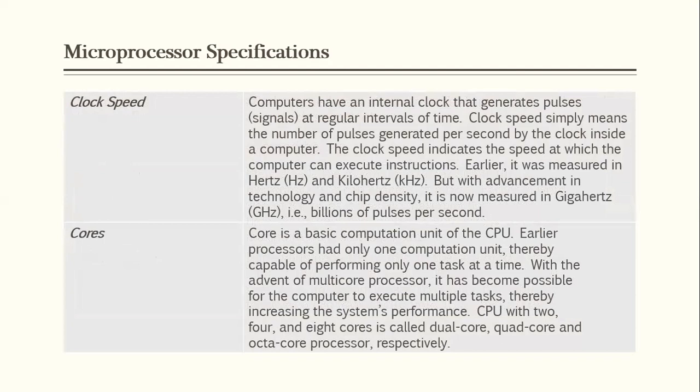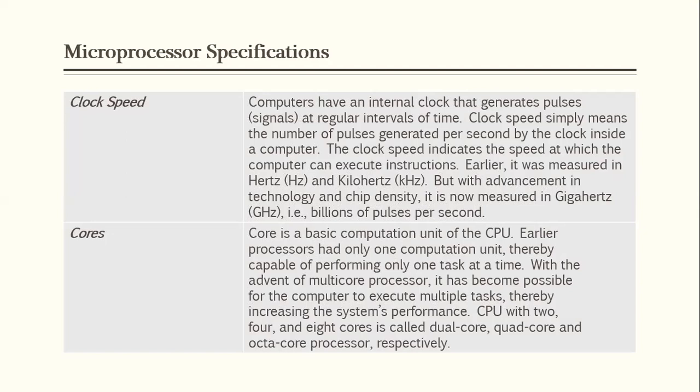So all computers have an internal clock that generates pulses or signals at regular intervals of time. That's how they keep track of time on their own. So clock speed simply refers to the number of pulses generated per second by the clock inside the computer. Now this clock speed indicates the speed at which the computer can execute instructions. Earlier, this was measured in hertz and kilohertz, but nowadays we measure it in gigahertz.